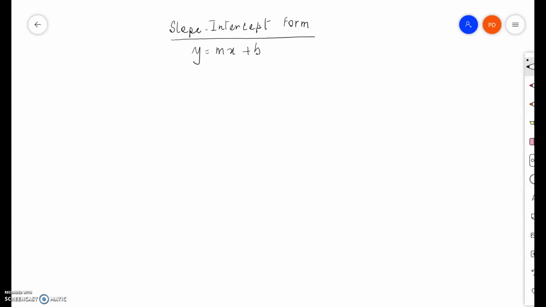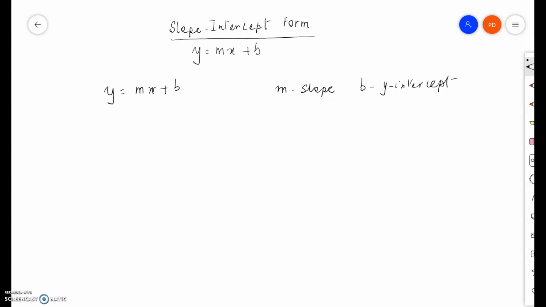So the equation of a straight line can be written in the form y equals mx plus b. So m is the slope of the line and b is the y-intercept.